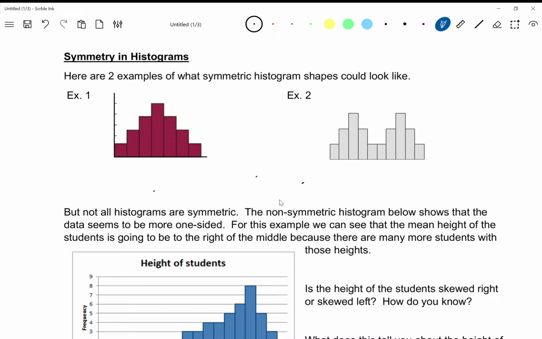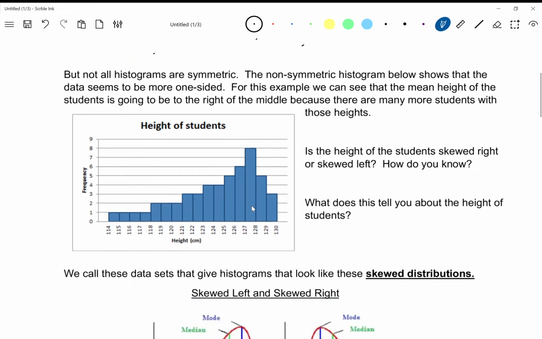They can look different. Example 2 over here shows that two different kinds of things are going on, and that's also going to be called a symmetric one because it's symmetric down the middle. But not all histograms and distributions are going to be symmetrical. The non-symmetric histogram below shows that the data seems to be kind of one-sided. For this example, it's about the mean heights of students.